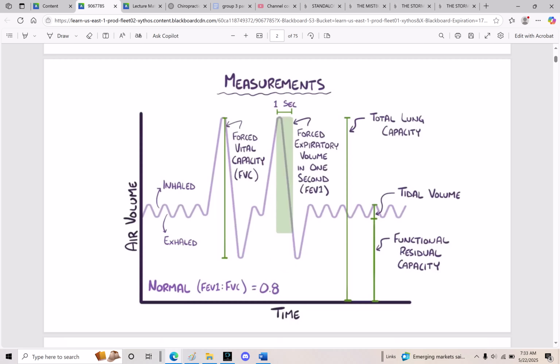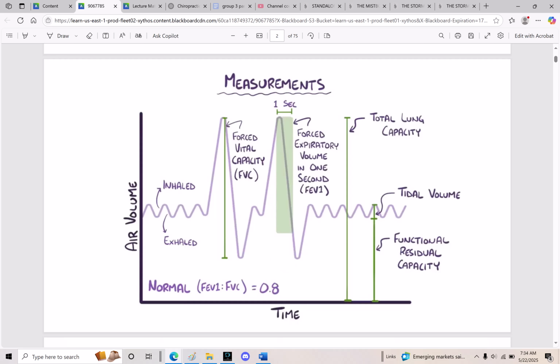Now, why do we care about the forced vital capacity? Again, because we want to differentiate between obstructive lung diseases versus restrictive lung diseases. And the way we measure it is in 1 second. That's why you're going to see what is known as FEV, forced expiratory volume in 1 second.